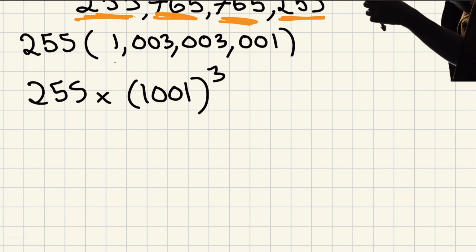Now 1001 is quite an interesting number. It is possible to use one of our smaller tricks. Now the way that you check whether a number is divisible by 3 is you add up all the digits and you see if it's divisible by 3. So 1, add 0, add 0, add 1. No, that's 2, so that's not divisible by 3.